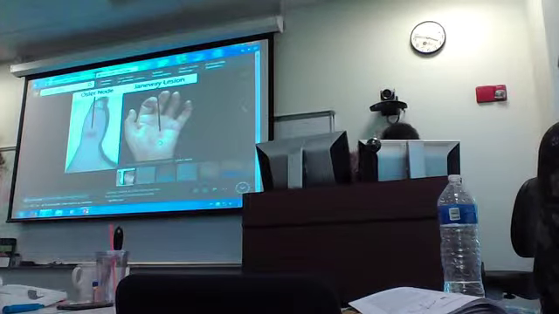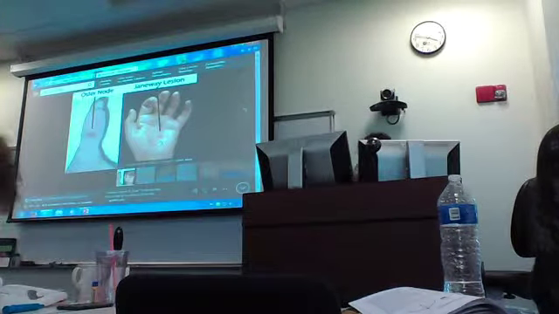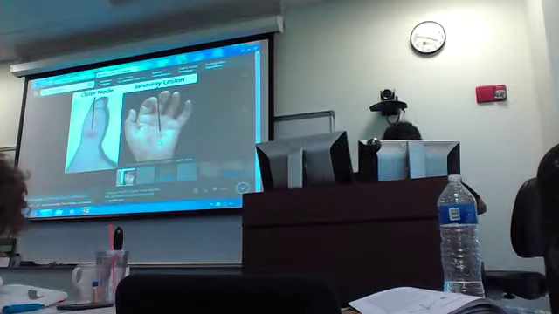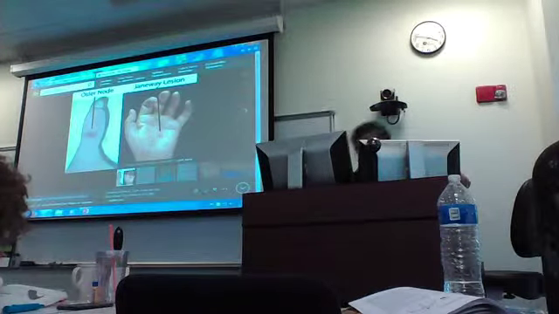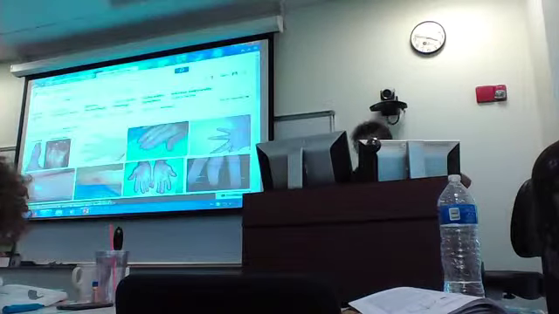The pathophysiology is a little bit different. One of them is embolic in etiology. The other one is, I believe this is the one that's embolic, and this is the one that's autoimmune. Double check that.